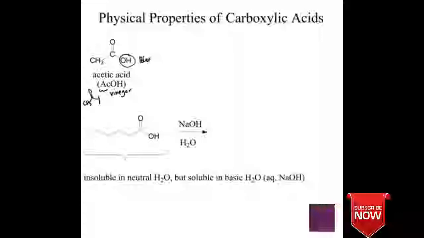And it's very polar. Anytime you have an OH bond that's so polar, those groups can interact with other OH groups and can form hydrogen bonds. It's polar. It can form hydrogen bonds with itself. So 2 molecules of acetic acid, in other words, can hydrogen bond to each other. That means it's going to have a high boiling point. And it can also form hydrogen bonds with water. That means it's going to have high water solubility.